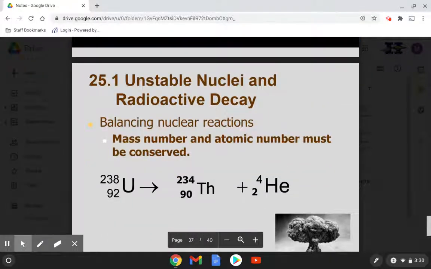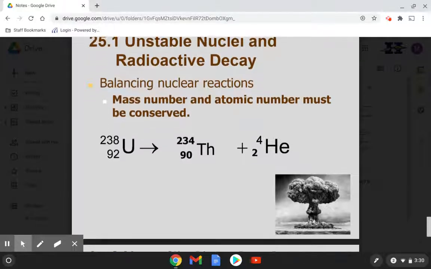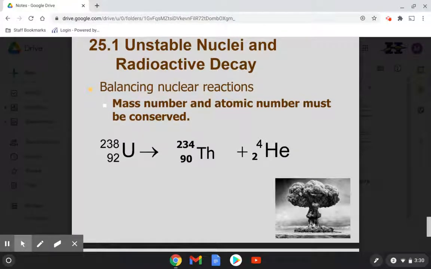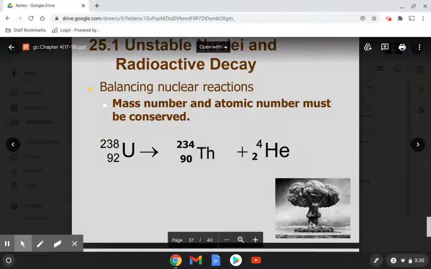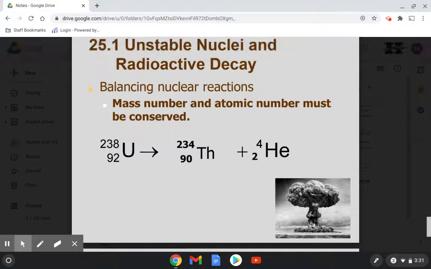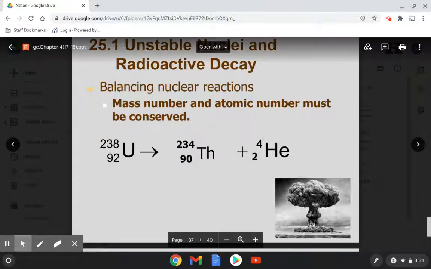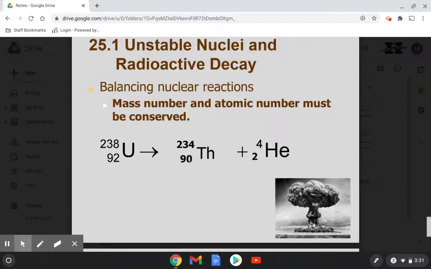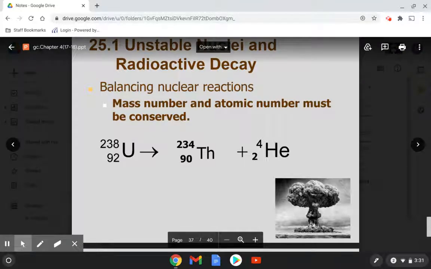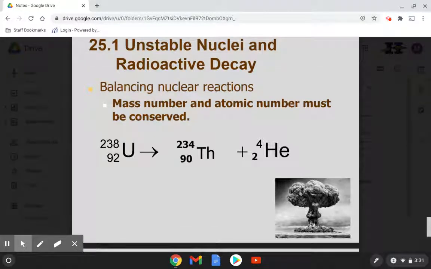And so when we balance a nuclear reaction, the mass number and the atomic number have to be the same on both sides. When we take a look here, the mass number for, I believe this is uranium, is 238. The atomic number is 92. On the product side, the mass number is 234, and the atomic number is 90.